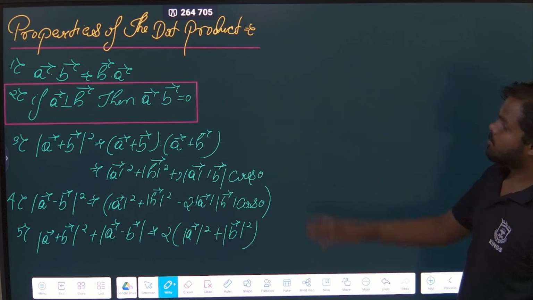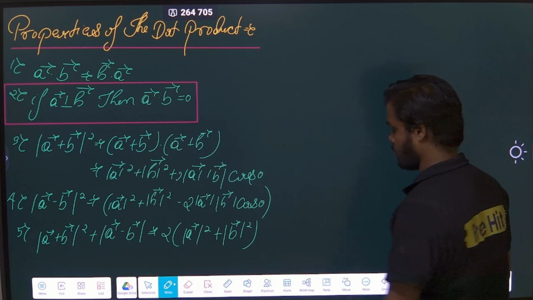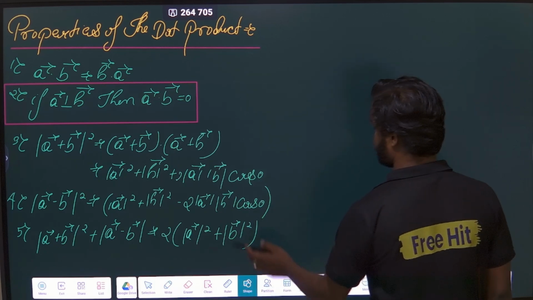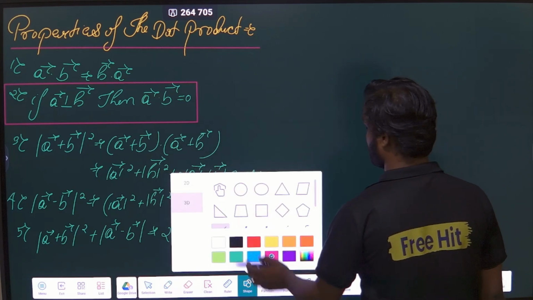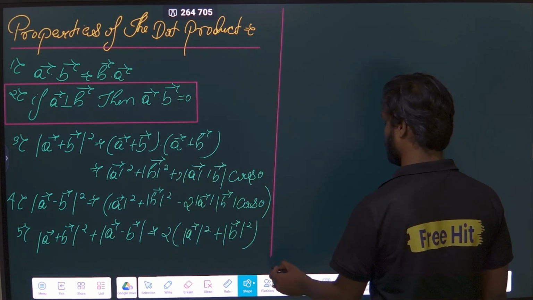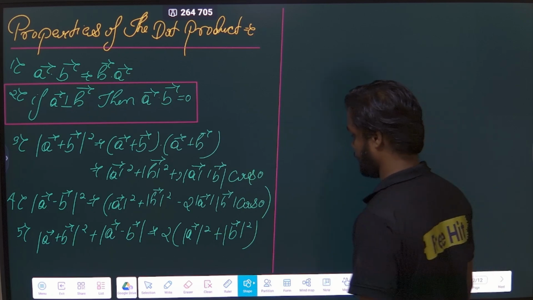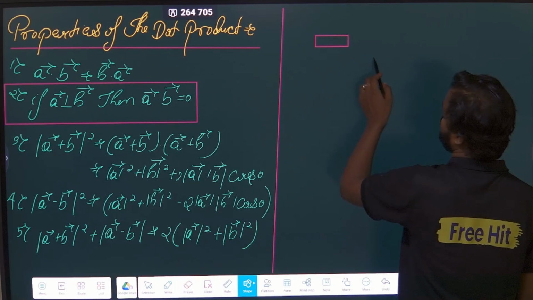So these are some of the important properties of the dot product, which you should remember, and it will be good. Okay.